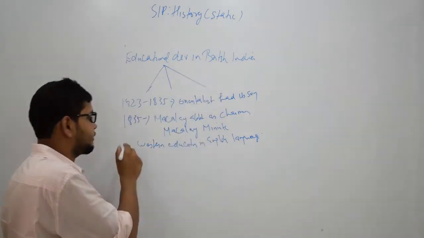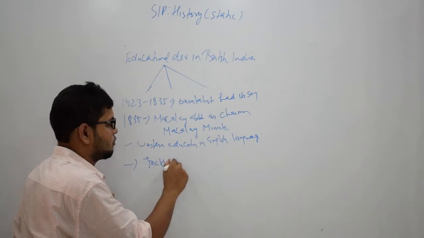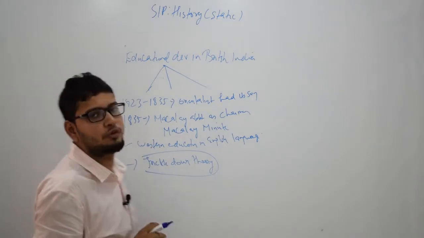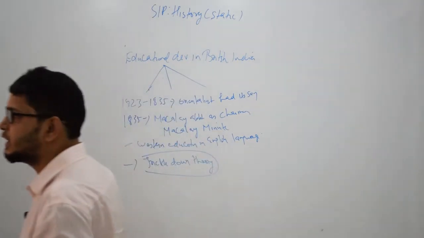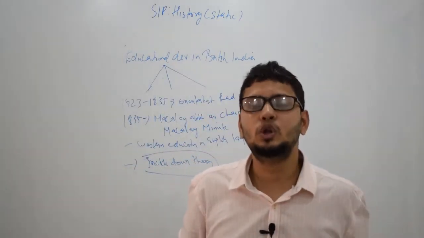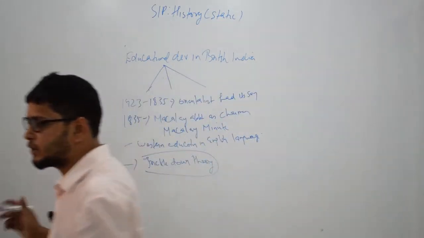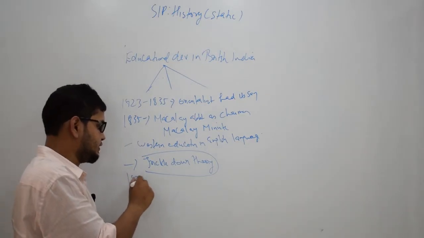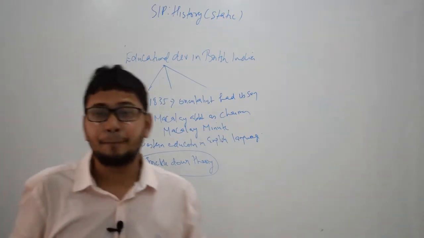Also, Macaulay's Minute relied on the trickle-down theory, which means it said that since we don't have much funds for education, we should teach this upper class and middle class of Indians, and since they are the natural leaders of the people of India, they will then teach the lower class people. So it believed in that trickle-down theory, and therefore this was accepted, and from 1835 to 1853, India followed the policy of Macaulay.